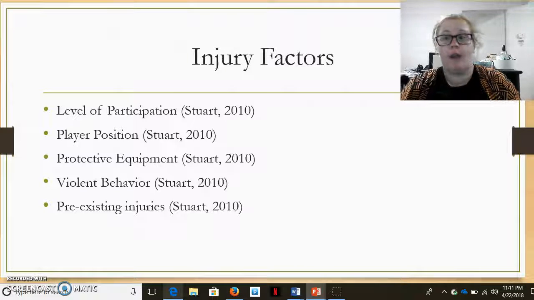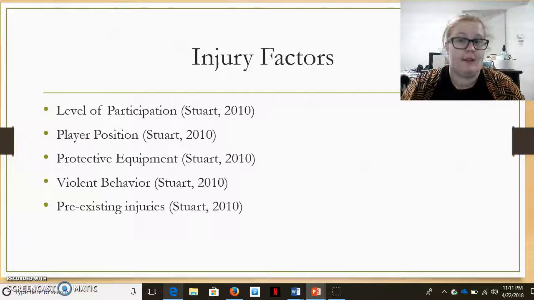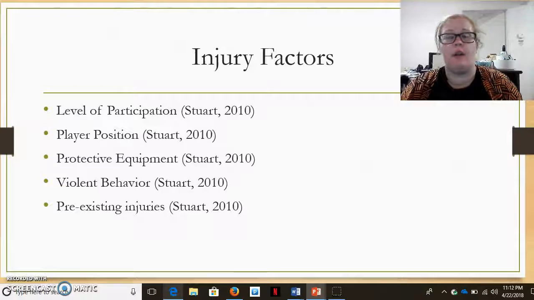A lot of hockey has violent behavior. There's a lot of fights that go on, and there's a lot of violence between the two teams, which I think is what makes it the most fun. Pre-existing injuries: if the hockey player already had an ACL tear, then he's more likely to get another ACL tear or another knee injury of some kind.